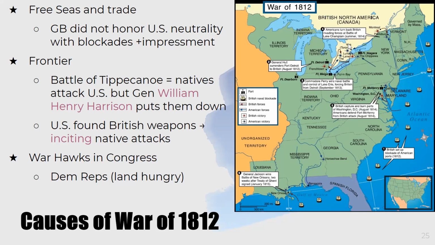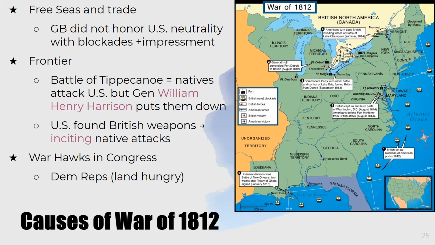Also, that's what's been happening in the background. I know I mentioned this within the last unit, but this is where it culminates: the fact that we're still having issues with the natives and the frontier. Well, the Battle of Tippecanoe is one where native forces are attacking American citizens, like our outposts, and General William Henry Harrison, future president, puts them down. And he does become famous for this Battle of Tippecanoe.